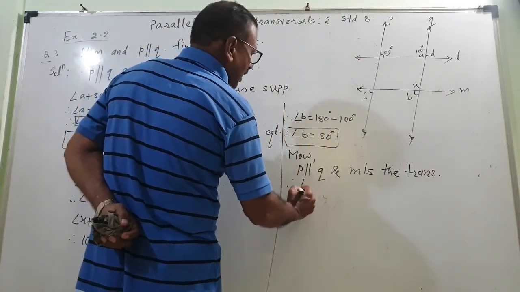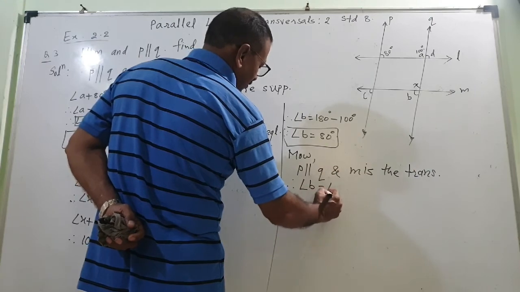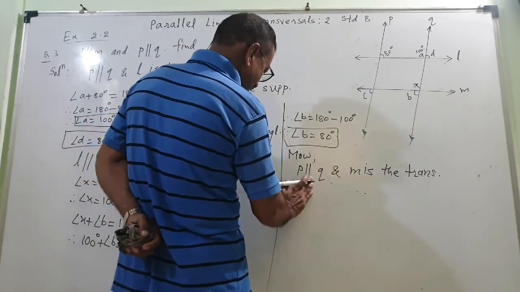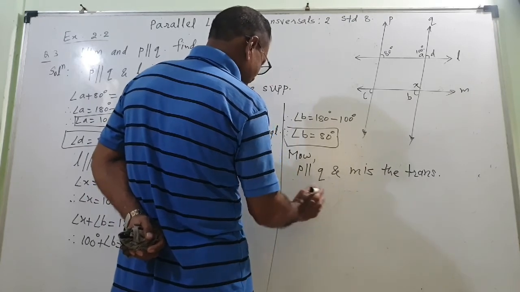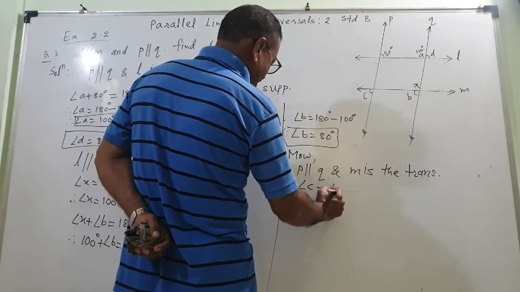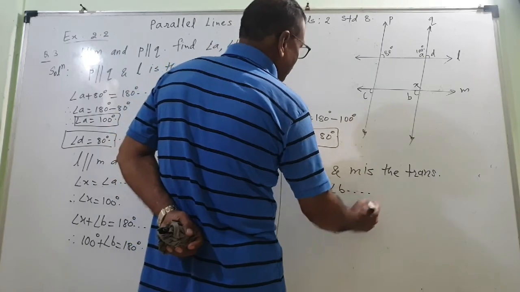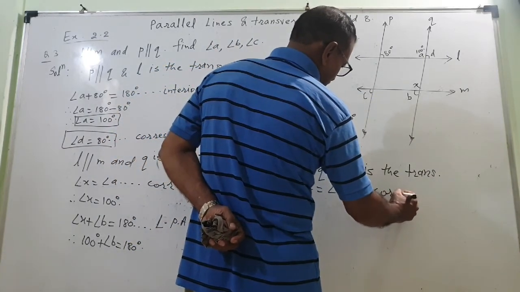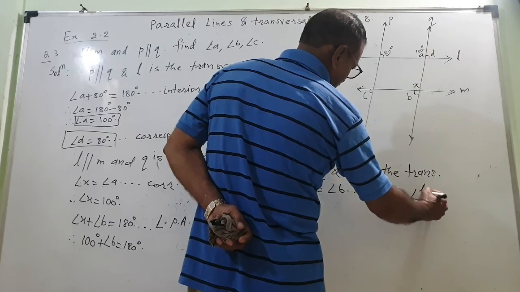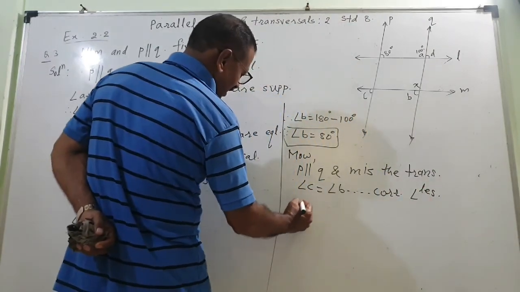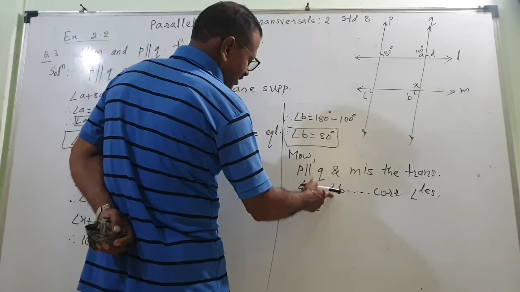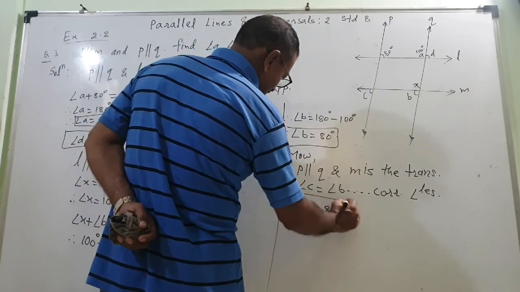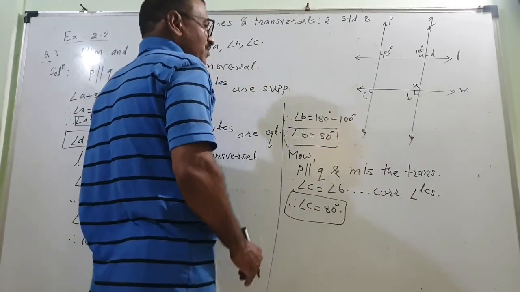Therefore, angle B is equal to angle C. Reason, or rather I will say angle C is equal to angle B. Reason: corresponding angles. Curve angles means corresponding angles. Therefore, angle C is equal to, what is the value of B? 80 degrees. And thus, all the angles have been found.